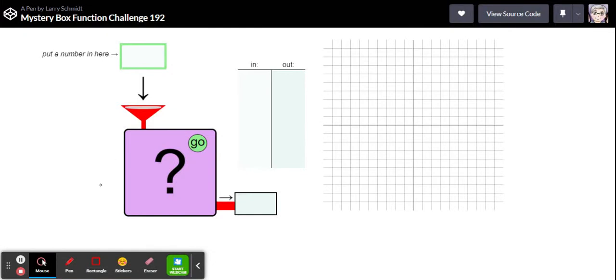In the purple box there is some mystery math and your challenge is to figure out what that is. You can use the link in the description to try this out, and when you think you've got an idea, come on back and see if we get the same thing.